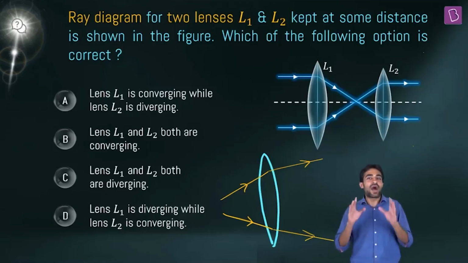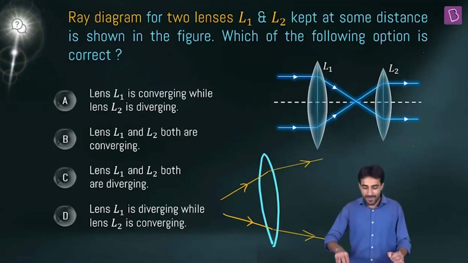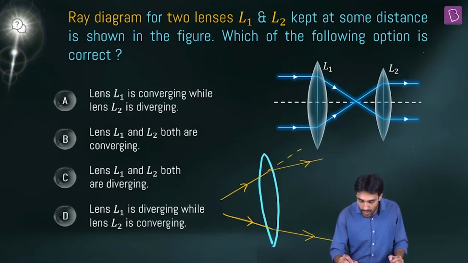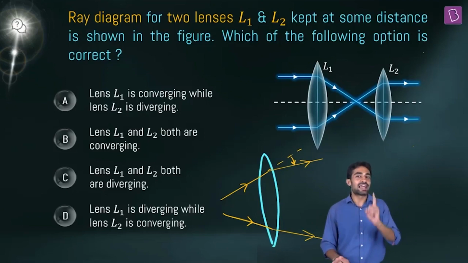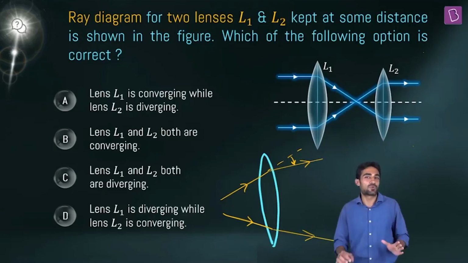Even if the final light rays after refraction are diverging in nature, still the lens caused them to bend towards the principal axis. Can you see that? Yes. That's why this lens is converging in nature. Okay? So this is the concept behind this question.